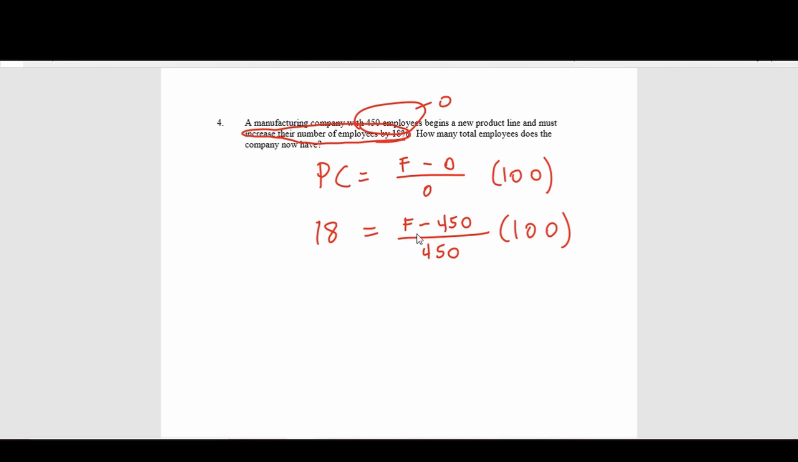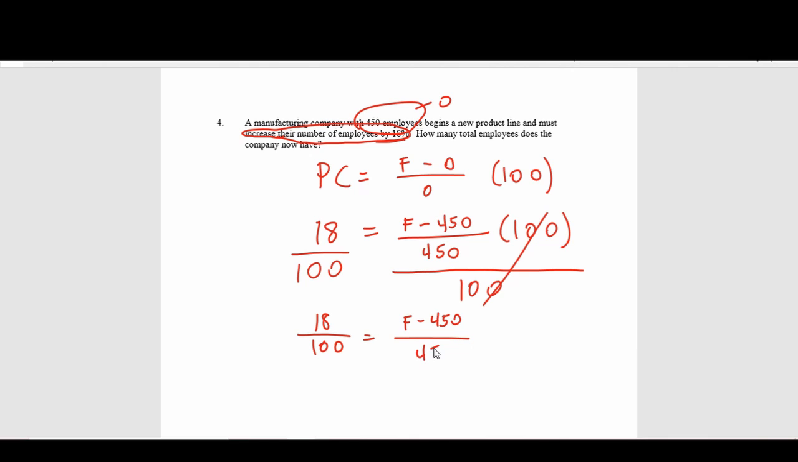And again, the first thing I'm going to do is get rid of this 100. We're trying to solve for F, so we're going to have to get rid of this 100 first and then this 450. To get rid of the 100 first, we divide everything by 100. Again, this says this times 100, so we're going to do the opposite. We're going to do that to both sides. This crosses out. We're left with 18 over 100 equals F minus 450 over 450.